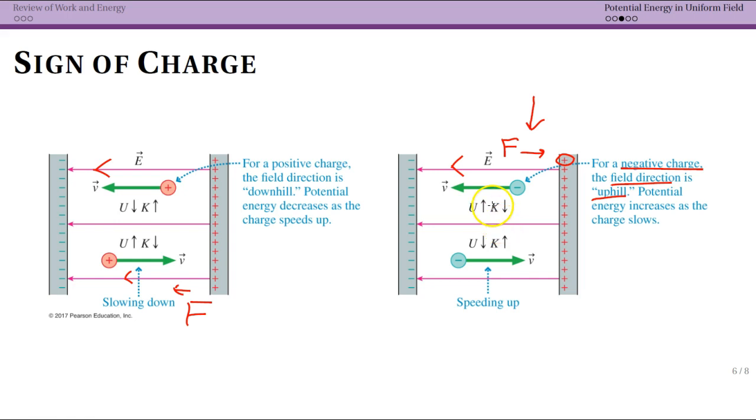So this is one thing that's a little bit tricky, is that you have to think about potential and kinetic energy in terms of the sign of the charge, not just the field direction. So if our negative charge is heading towards the positive charge, there's a force pulling it in that direction, it's accelerating. That's the same thing as potential energy decreasing, kinetic energy increasing.